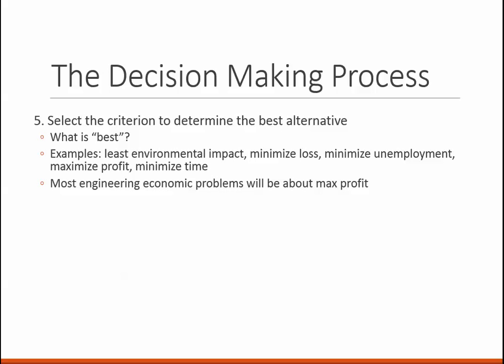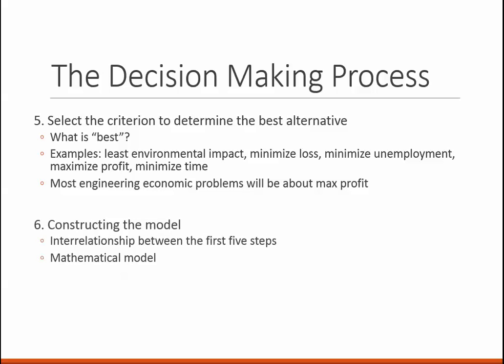We're going to select the criterion to determine the best alternative. So first, what is best? Does that mean most profitable, highest revenue, least cost? It could also be things like least environmental impact, minimize unemployment, minimize time. So depending on that objective that you're trying to achieve, that's going to change what your analysis will look like. And most engineering problems in this class will be about maximizing profit, not that that's the only objective out there.